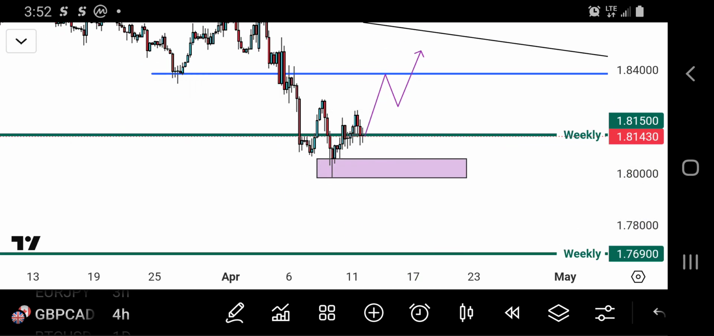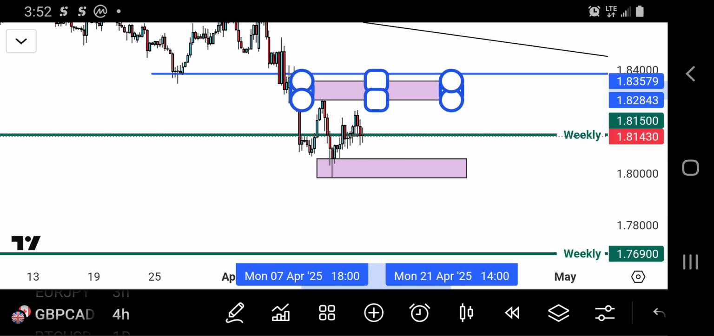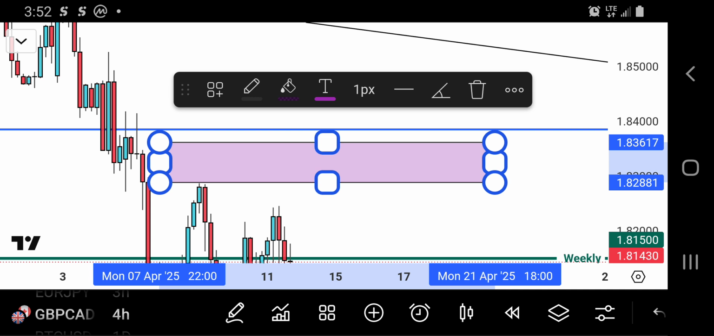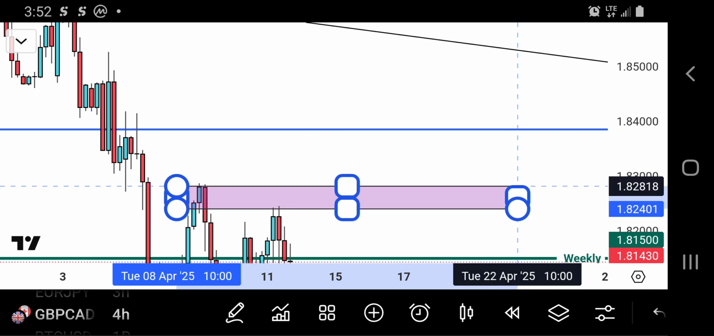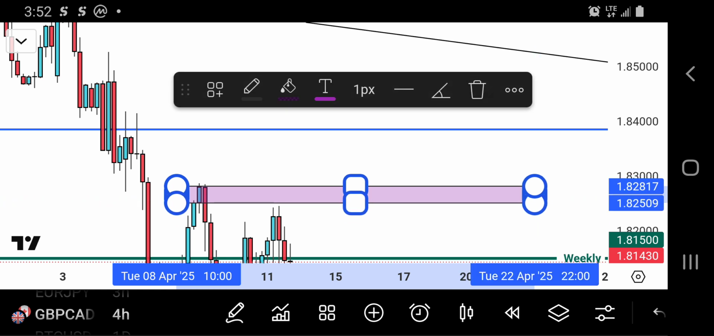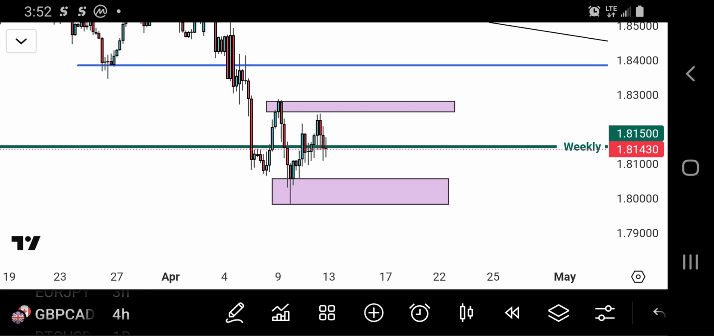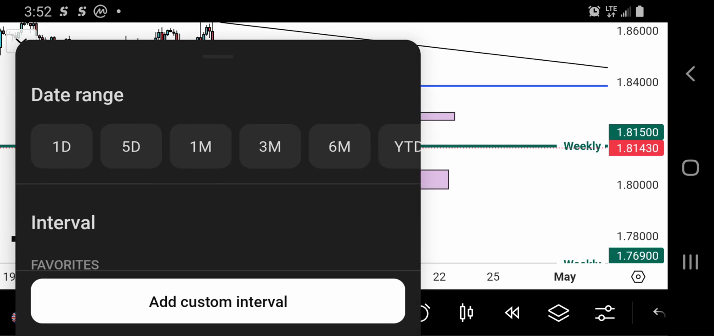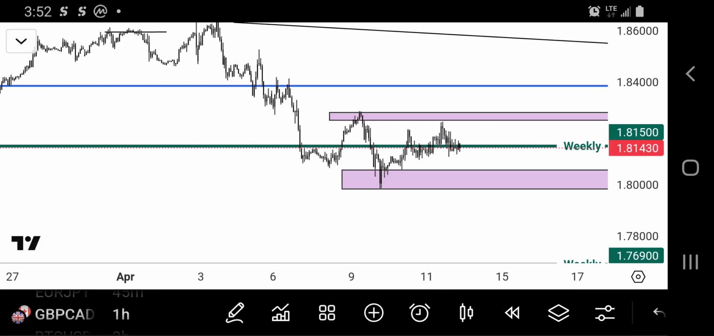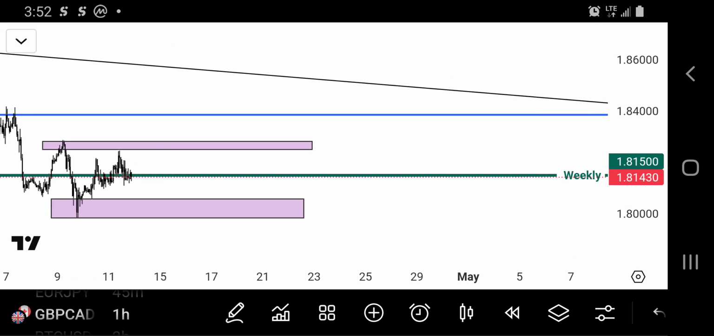You can go as far as the 1 hour. I'm just going to clone this to this area right here. This area also is very important. Yes, that candle right there, and then the body. So these are the 2 4-hour zones. I'm just going to go to the 1 hour so you can look at how it looks on the 1 hour. You see, we're already trying to push to the upside.